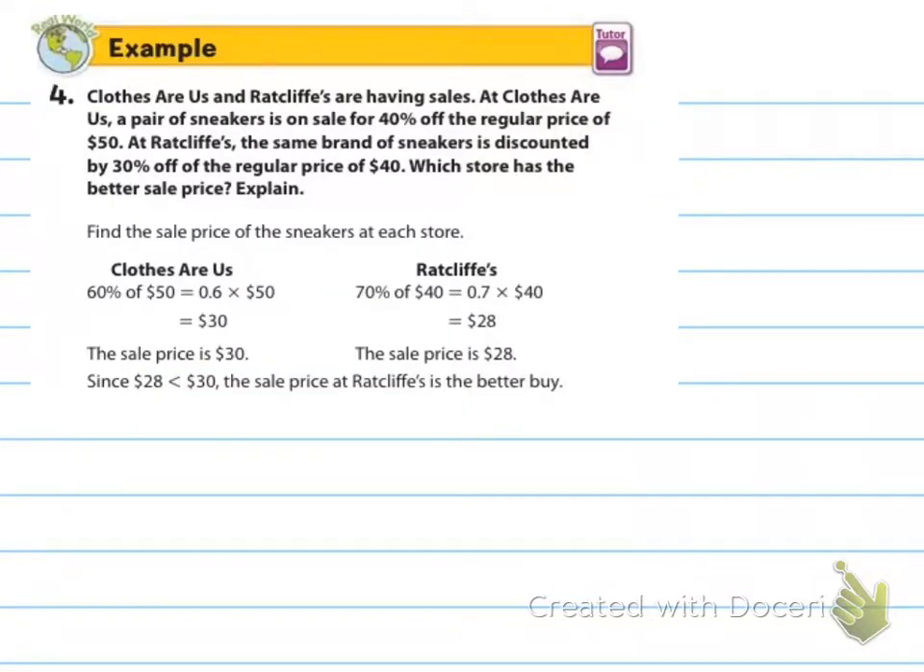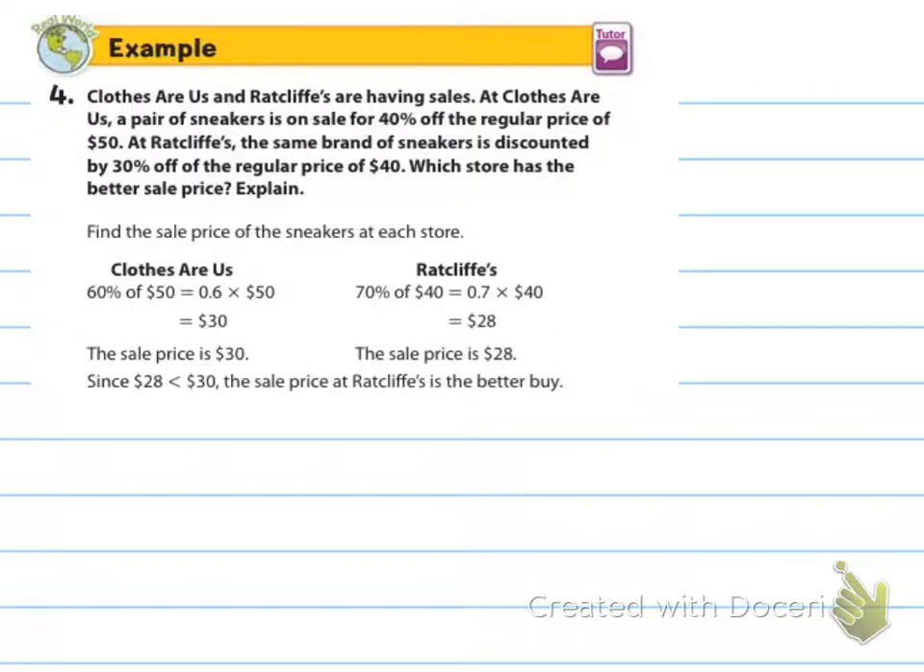All right, so example number 4: Clothes R Us and Ratcliffe's are having sales. At Clothes R Us, a pair of sneakers is on sale for 40% off the regular price of $50. At Ratcliffe's, the same brand of sneakers is discounted by 30% off, but the regular price is $40. Which store has the better sale price?